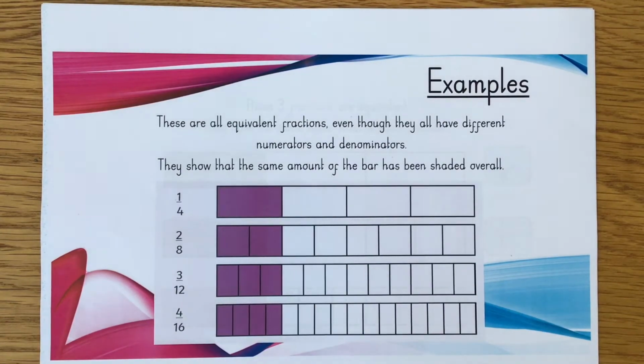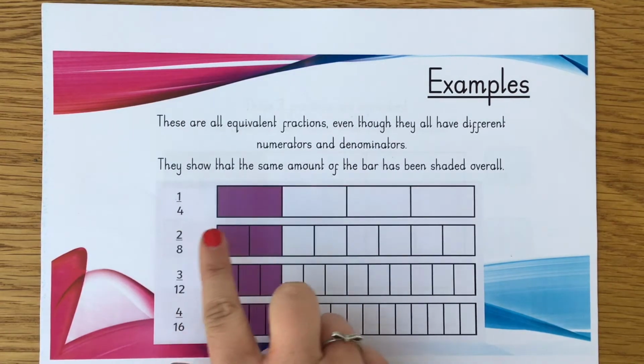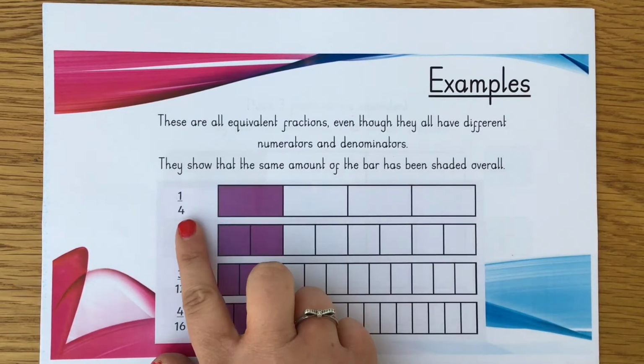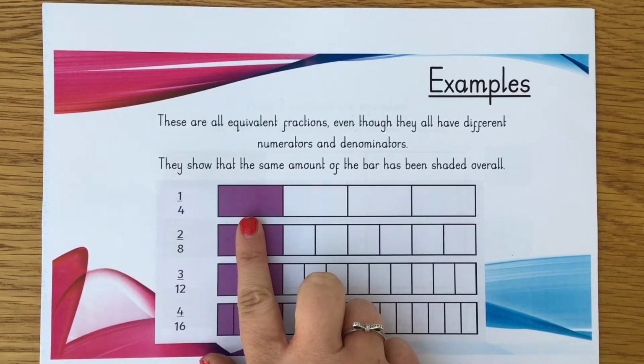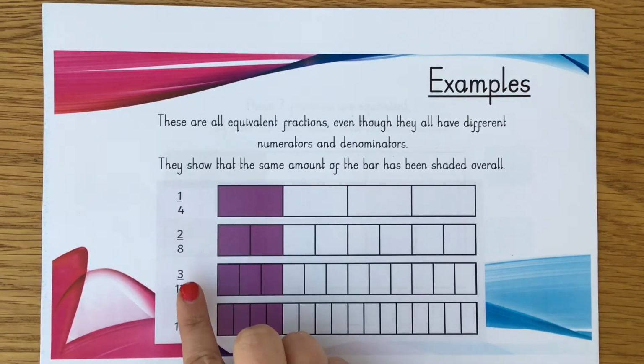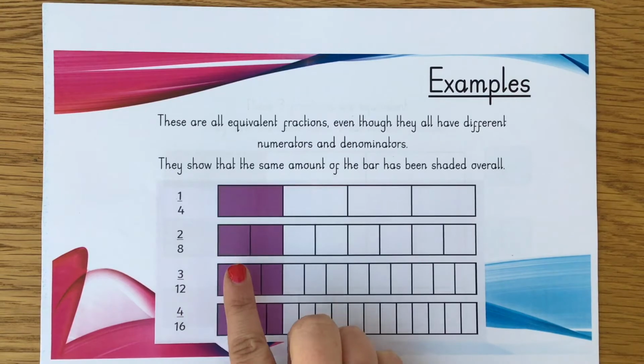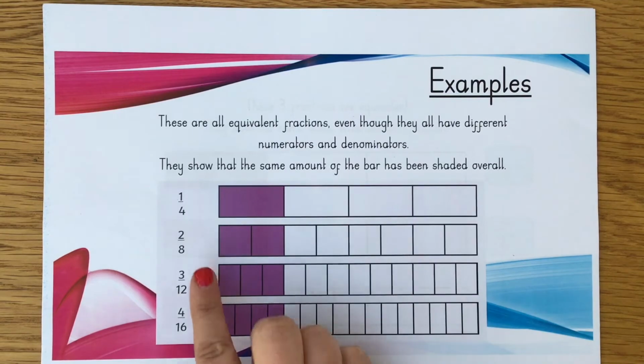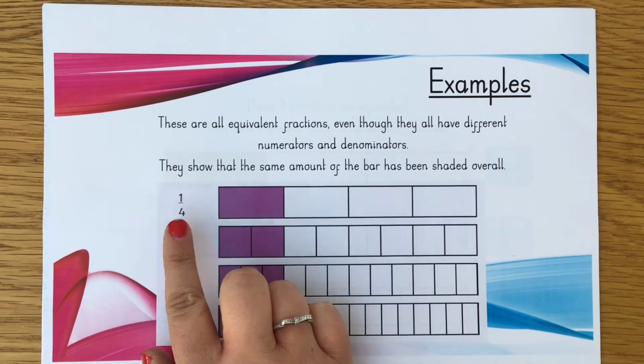Okay, let's have a look at some examples then. So here we have equivalent fractions. They're all equivalent, even though they have different numerators and different denominators. So let's have a look. Here we've got 1/4. I have 4 parts, which is shown in my denominator. 1 part is shaded, which my numerator shows. Here I've got 2/8, so I've got 2 shaded out of 8 in total. So 2/8 is equivalent to 1/4.